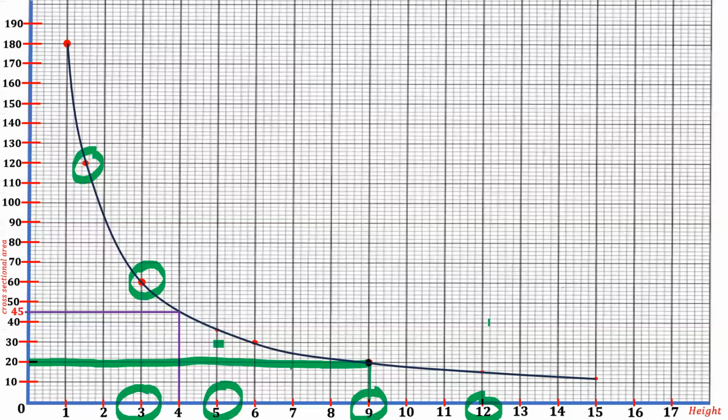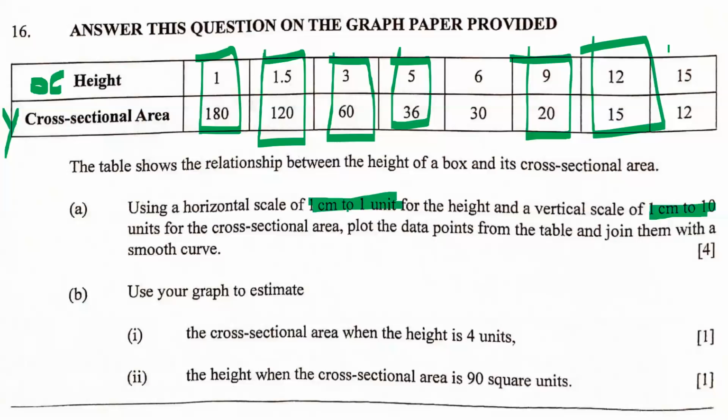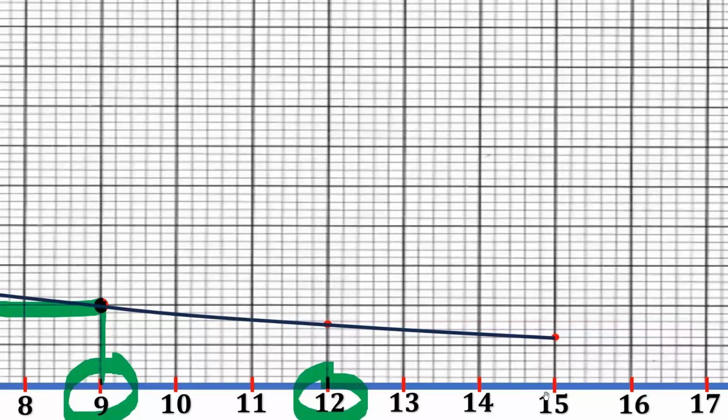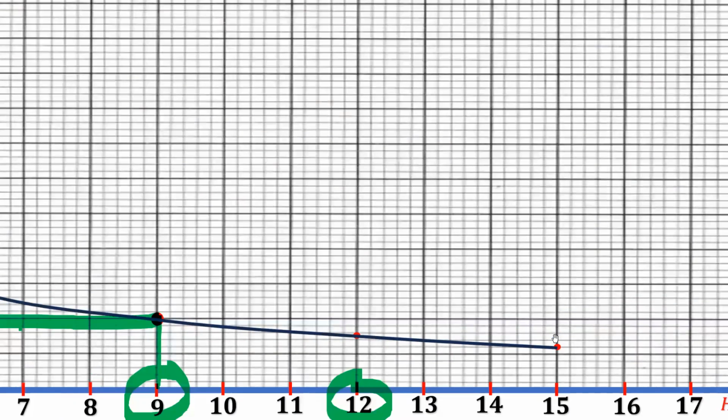Okay. And then the last one we have is 15 and 12. Okay, what is 15 and 12? 15 and 12 is going to be this one. Remember, this line is 10, and this is 12 right there. So 15 and 12 is going to be right there. And so that's how we plot it.